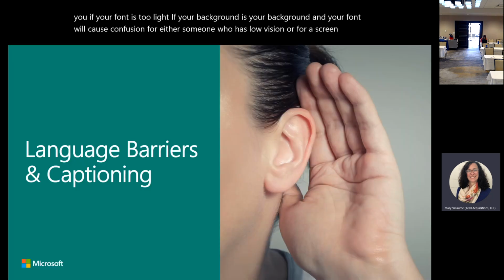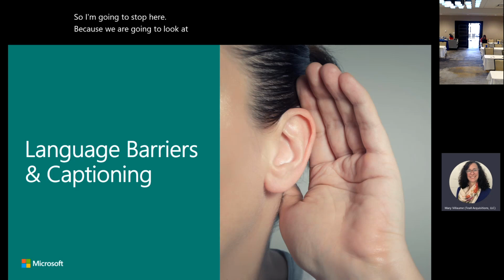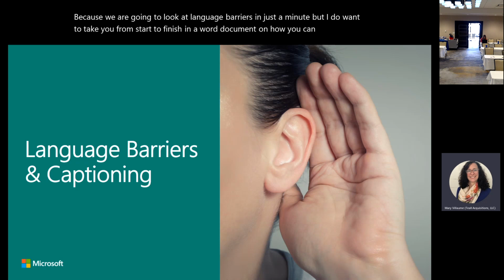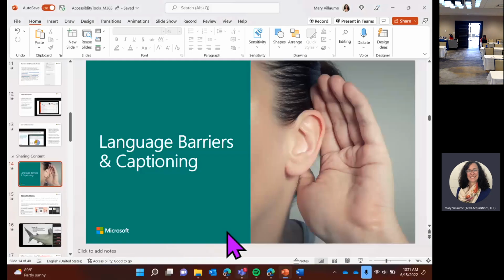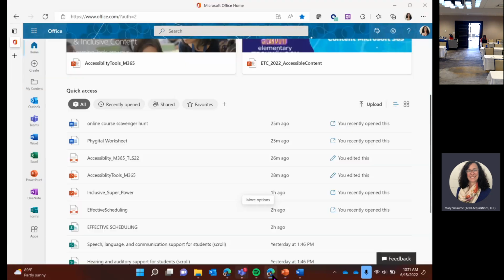So I'm going to stop here because we are going to look at language barriers in just a minute, but I do want to take you from start to finish in a Word document on how you can create accessible content. I'm going to open up Word, and I'll have my chat feature open. So if anyone does need to chat, or if you just want to ask a question aloud, that'll be fine too. I do not mind being interrupted, and you're really not interrupting me, because if I'm just sitting there chatting, I will want you to ask me questions.